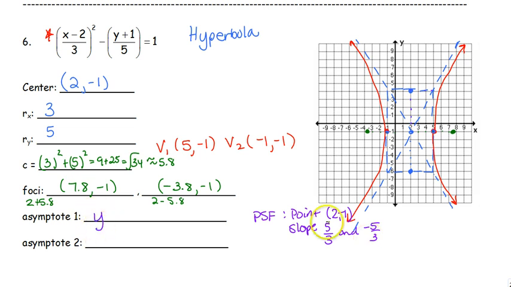So we've got y minus y1, so that's y plus 1, is equal to a +5/3, parentheses x minus 2. And then our second equation is exactly the same, except for we have a -5/3 now. And that is all for your review video for your quiz.